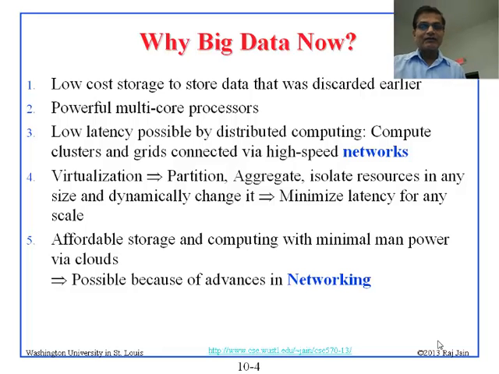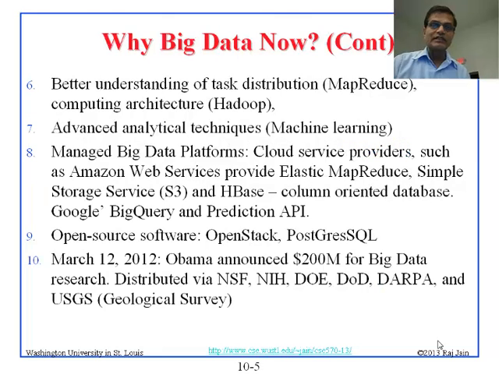All right, so possible because of the advances in networking. Now cloud is one reason. Better understanding of task distribution. So this is something that you will learn in this lecture, what happened to the ability to analyze all these things, and that is MapReduce and Hadoop. These things we didn't know before, how to analyze big data. Now we know. Advanced analytical techniques. Mathematically also we made sense with machine learning, for example. Before we didn't have those techniques.